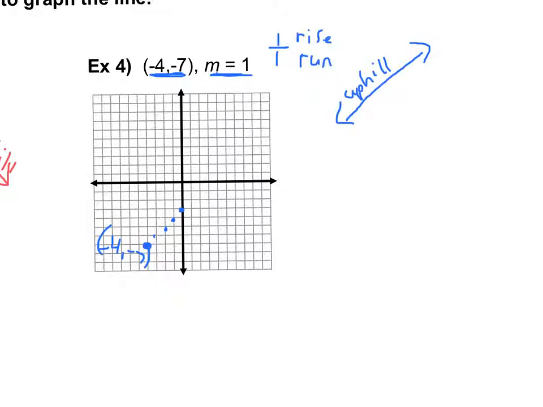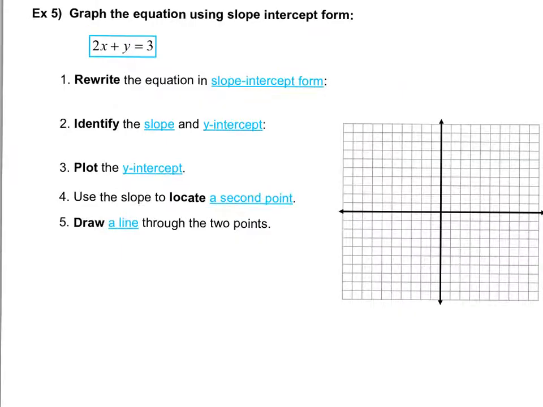And then I could keep going on and on, but I'm just going to draw a line. It may not be perfect, but that's okay. Put an arrow at either end, and now you've graphed this line. It's an uphill line because it has a positive slope. All right, 2 more examples.